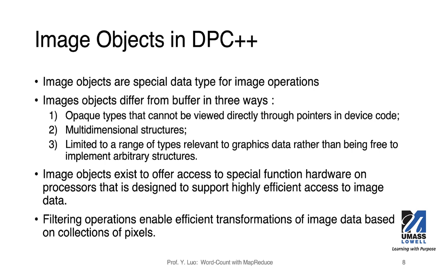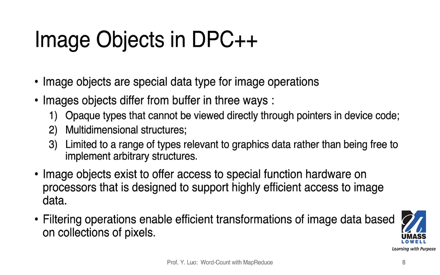First, it's an opaque data type that cannot be viewed directly through pointers in device code. So the actual organization of the values in these image objects is hidden from the programmer. And image objects are multidimensional, so they have multiple dimensions in the data structure, and they are limited to a range of types relevant to graphics operations. They are not designed to be used freely to implement arbitrary structures. They are dedicated to image data types.